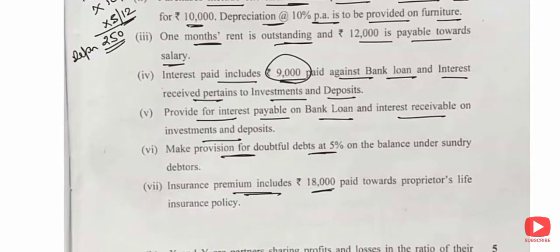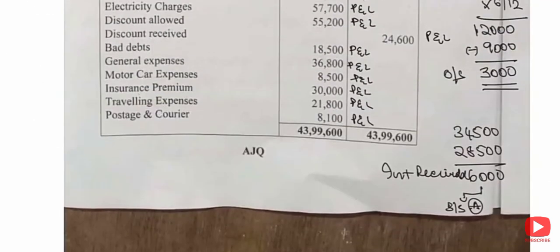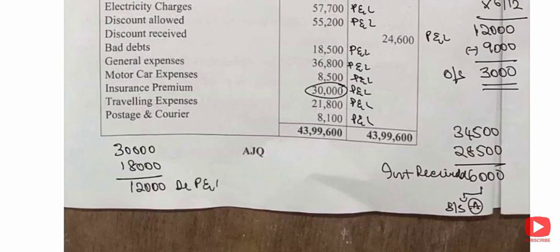Insurance premium includes 18,000 paid towards proprietor's life insurance policy. Insurance premium is 30,000. Out of 30,000 you're going to remove 18,000. Only 12,000 will be debited to P&L, and this 18,000 will be taken as drawings. If it is drawings, it is going to be subtracted from the capital.